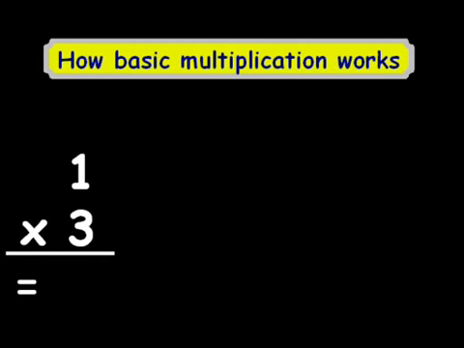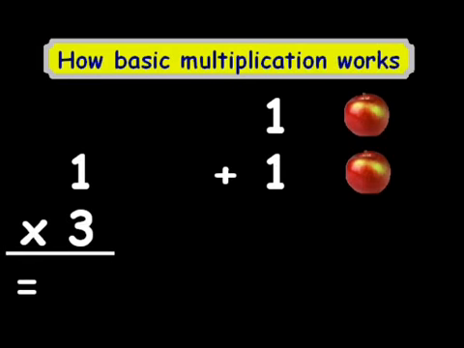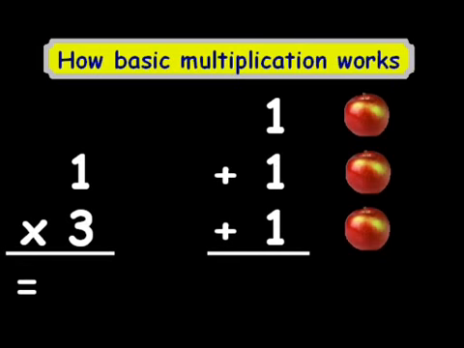So we start out with 1 and I'll have an apple there, and we add 1, and then we're doing 1 3 times, so we do it a third time, we add 1 again, so 1 plus 1 plus 1, and that's going to equal 3. So 1 times 3 is 3. So I have, and you see I have 3 apples there.